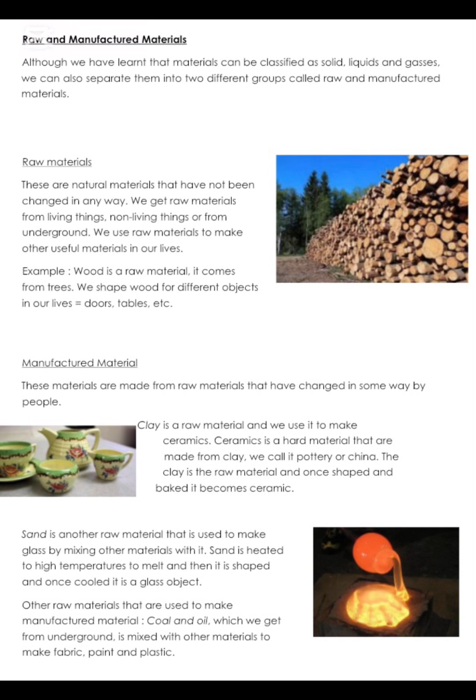object. Other raw materials that are used to make manufactured materials are coal and oil, which we get from underground. They are mixed with other materials to make fabric, paint, and plastic materials.